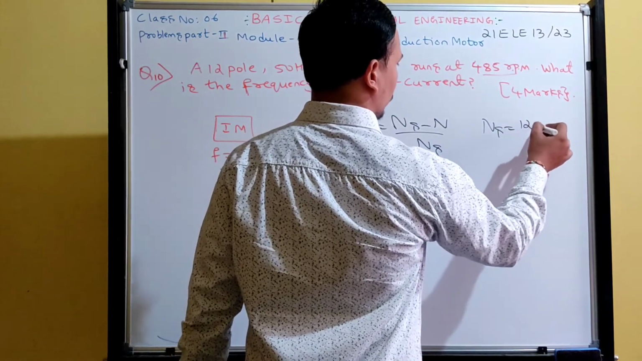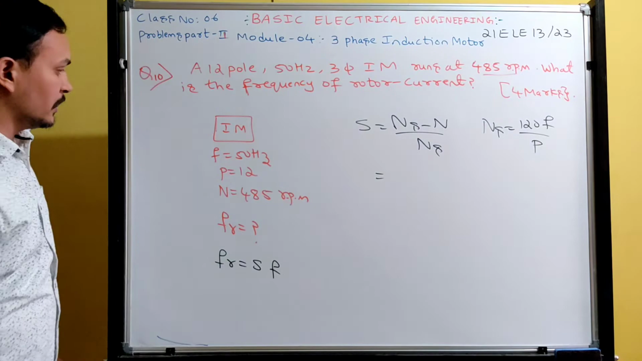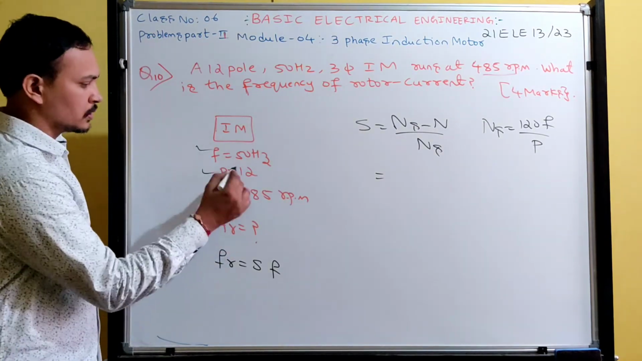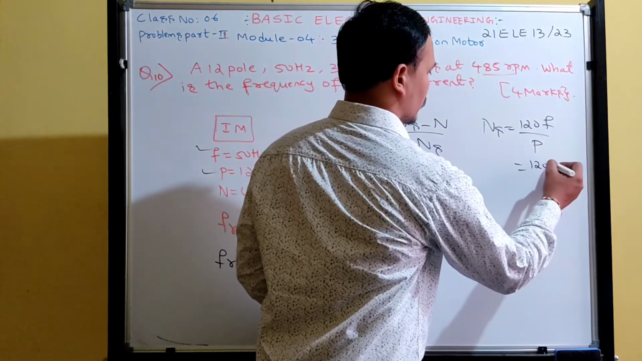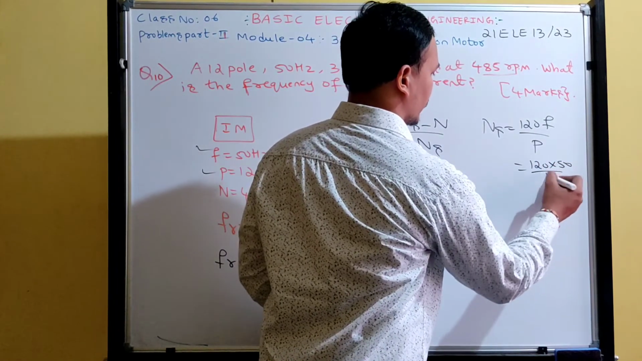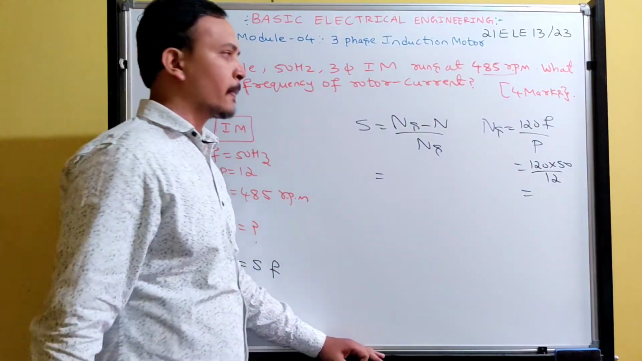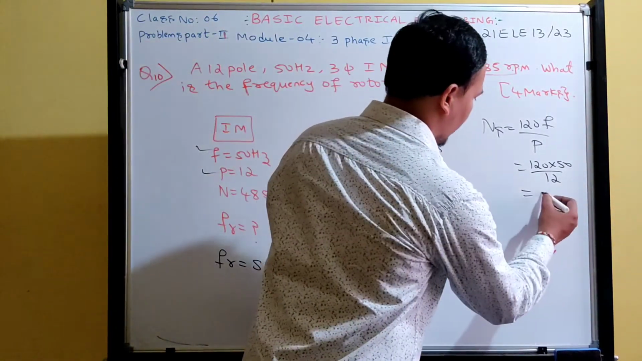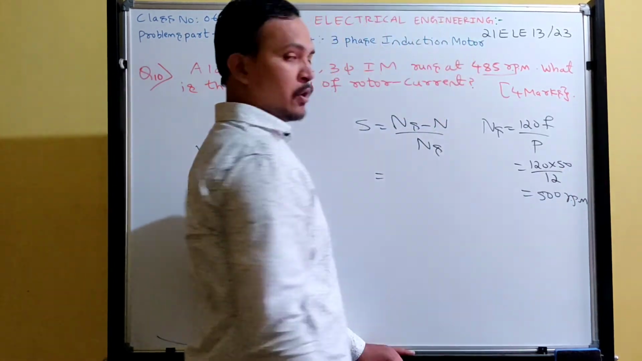Ns is equal to 120F by P. Frequency 50, poles 12. Use this data in that formula. So you will get 120 into 50 divided by 12. What is the answer? Very good. 500 RPM. So we got synchronous speed is how much? 500 RPM.